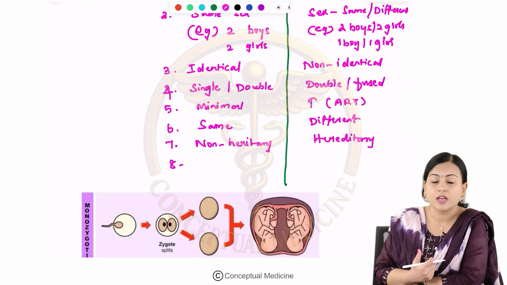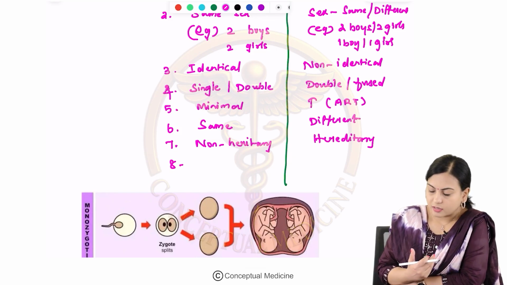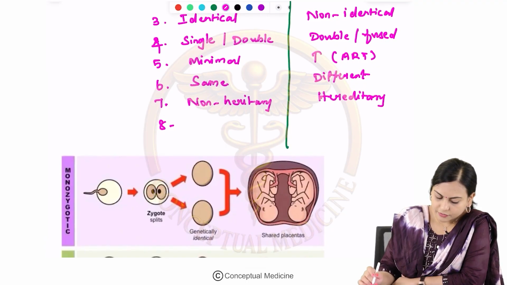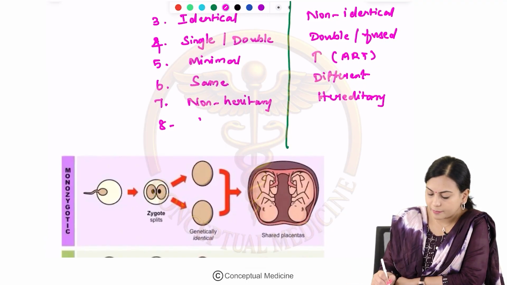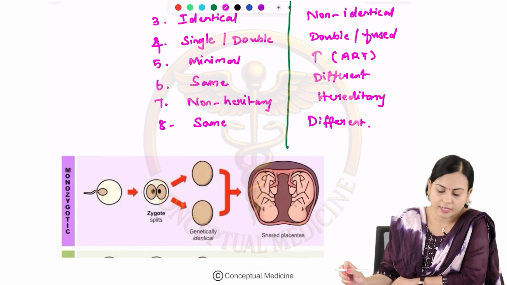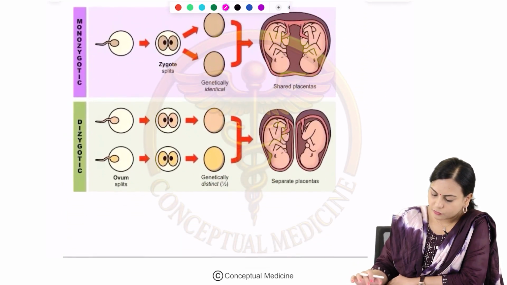We will have more non-identical twins, sorry. Okay, and then if you see the blood type, even the blood type will be the same in identical twins, but they will be different in non-identical twins. Clear? Okay. Now, you see this picture for better understanding.